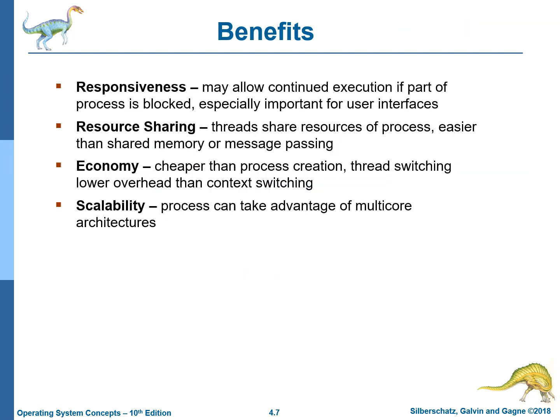There are four major categories of benefits to multi-threading. The first one is responsiveness. It may allow continued execution if part of the process is blocked, especially important to user interfaces. The second one is resource sharing. Threads share resources of the process easier than shared memory or message passing. The third one is economy. It is cheaper than process creation, and thread switching has lower overhead than context switching. The fourth is scalability. A process can take advantage of multi-core architectures.